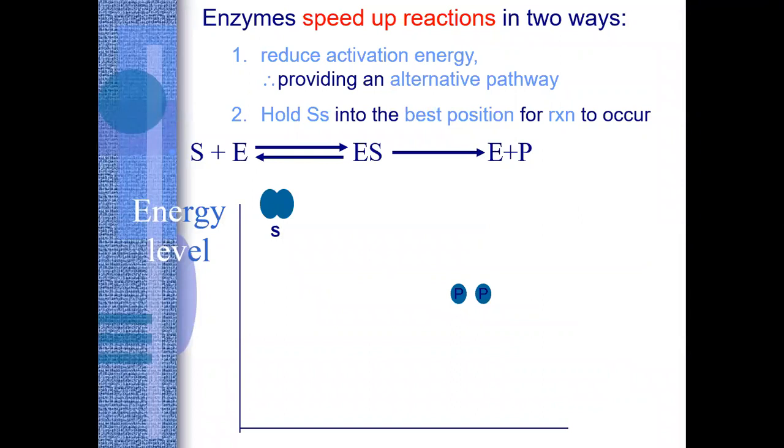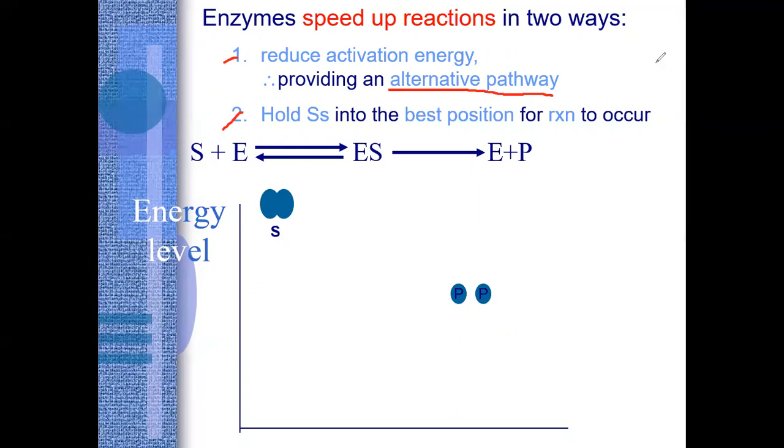Okay, so now we say enzymes catalyze a reaction, and catalyze means to speed up the reaction. So we want to know how enzymes can speed up a reaction. There are two reasons why enzymes can speed up a reaction. Number one, the enzyme reduces the activation energy of the reaction by providing an alternative pathway. Number two, the enzyme holds the substrate in the best position for the reaction to occur. Now, I will start with number two first because number two is very easy to understand.